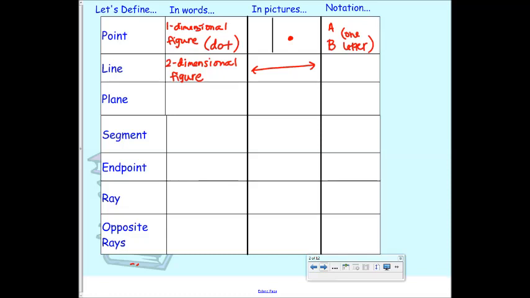A line continues infinitely. When we name it with 2 letters, and above that, that's the symbol for line. Okay. So we would call it AB. And A and B are points on that line. Okay, so AB, line AB, has arrows on the end because it goes on forever and ever and ever and ever.